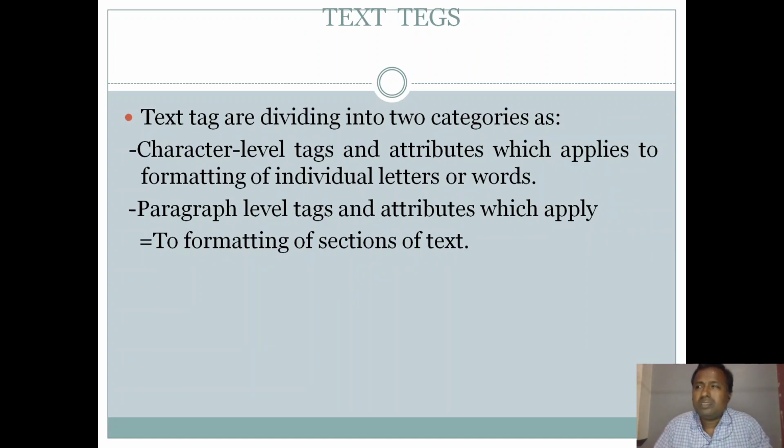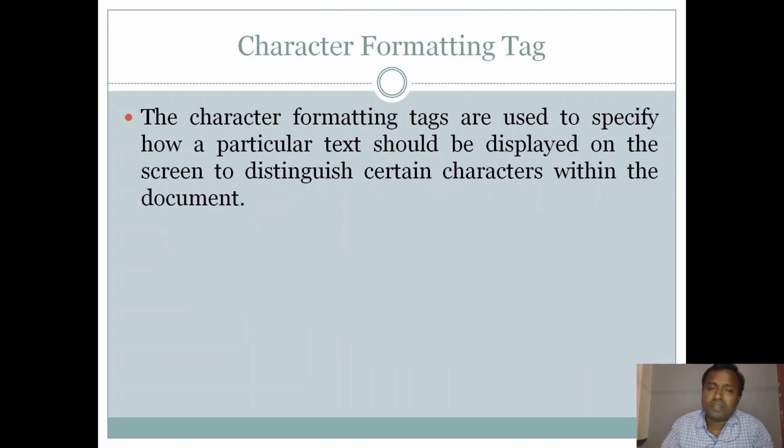Now let us see what the different kinds of tags are. First we will see the text tags. The text tags are again divided into two. One is the character level tag. Character level tags and attributes are subject to formatting of individual characters or words, whereas the paragraph level tags, what is it? This formatting is applied to the entire section of the data.